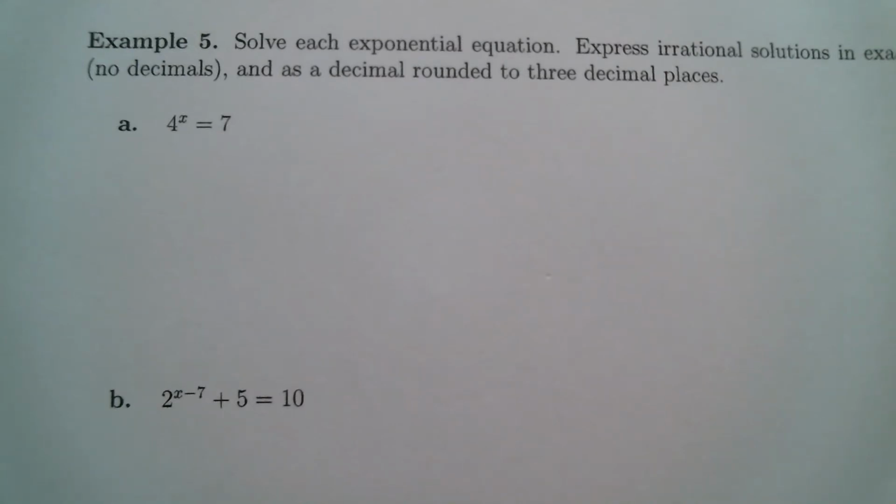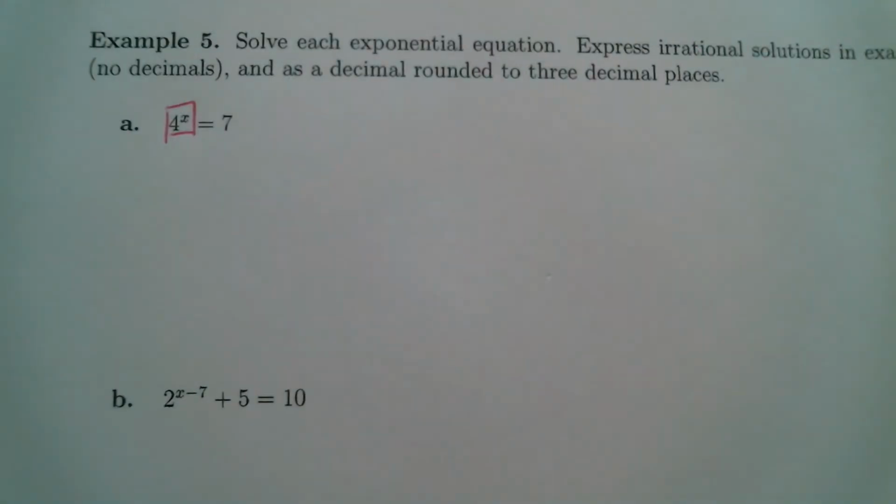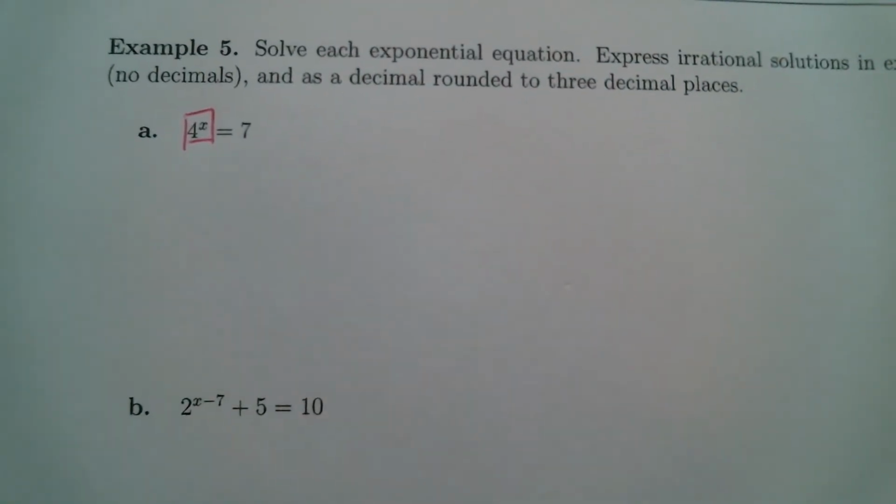If you can't, like in this situation, there is no way I can rewrite 7 as a power of 4, and there's no way I can write 4 as a power of 7, okay? So if you follow the steps in the box on the last page, you're going to identify what contains the x. Well, that's just the 4, okay? This is your exponential piece. That's what contains the variable in the exponent, okay? You want to isolate that guy, okay? In this case, it is already isolated, okay?